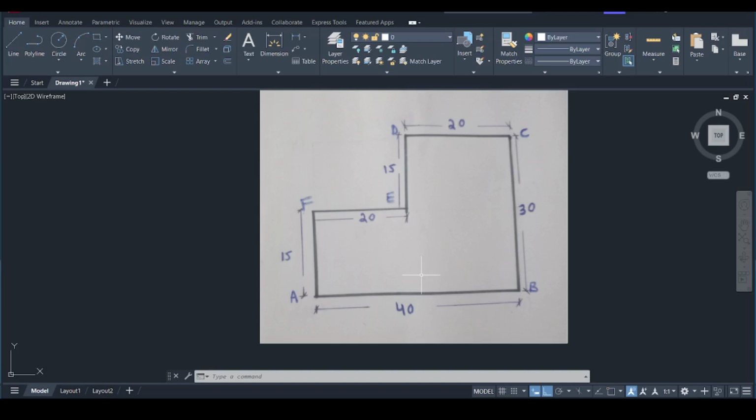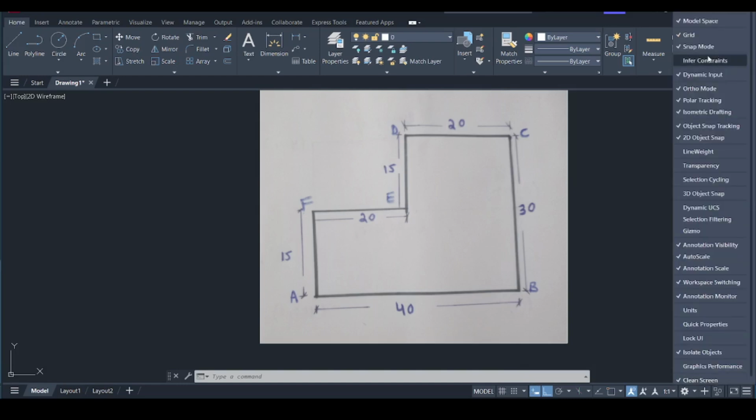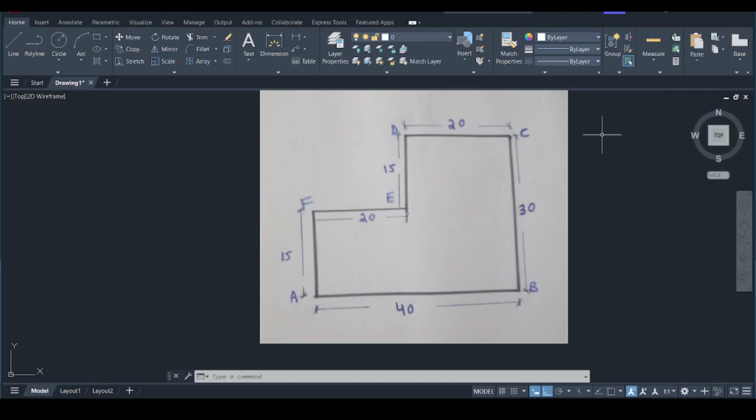If you have to draw any figure using the polar coordinate system, first of all you have to turn on the dynamic input. You can see here, if it is not shown, then you can go through customization. You can see here in customization, it is shown as dynamic input on. Now you have to activate the line command. You can do it by simply using the L shortcut key, or you can do this manually as well. Now I activate the line command.